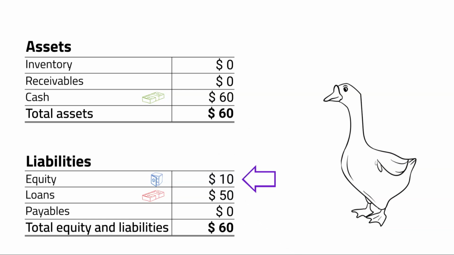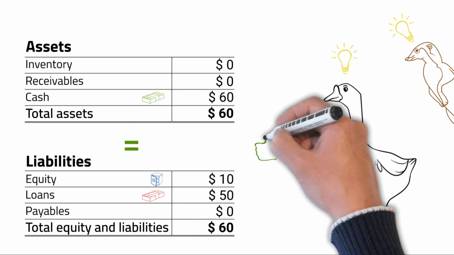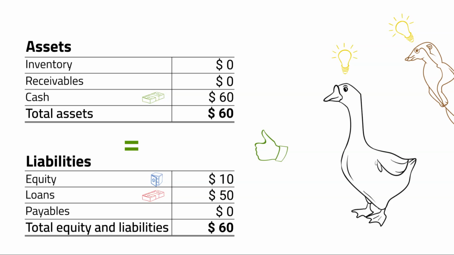An updated balance sheet will look as follows. In the assets we have cash of $60 and total assets are also $60. In the liabilities we now have equity of $10 and loans of $50, totaling to $60. It balances again.